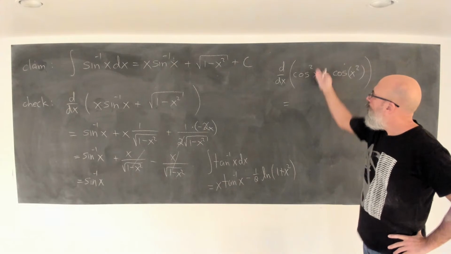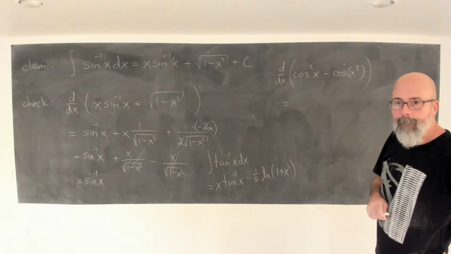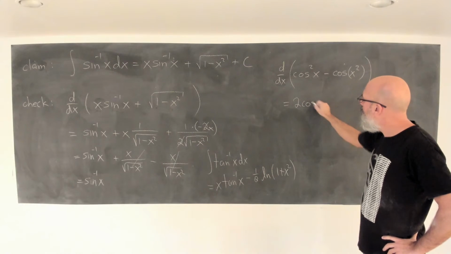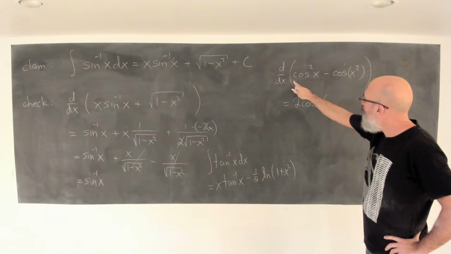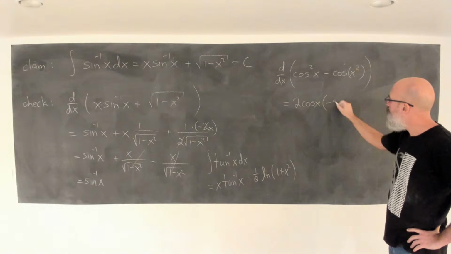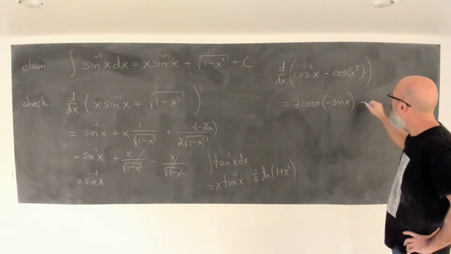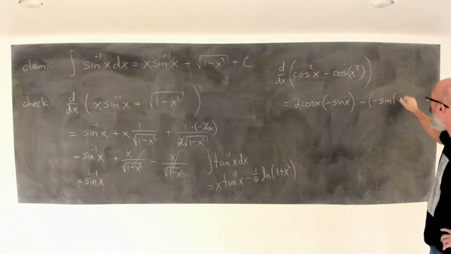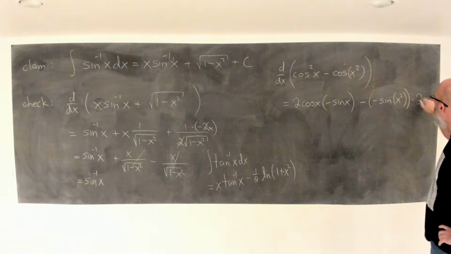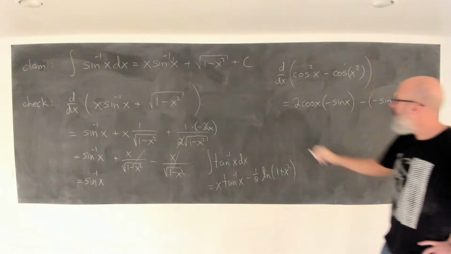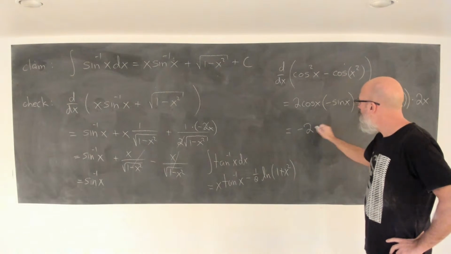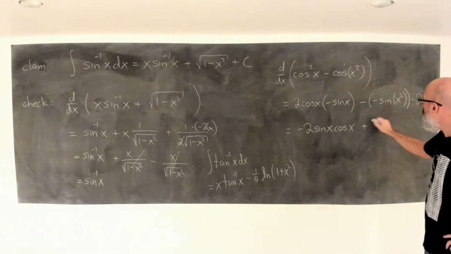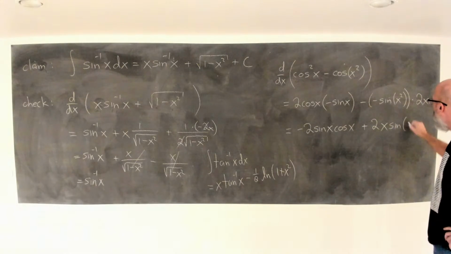Absolutely. For completeness, let's just finish it up though. We've got something squared here, so the derivative is 2 cos times the derivative of the inside. Inside is cos, derivative of cos is negative sine. Here you've got cosine of something, whose derivative is negative sine of that something, times the derivative of the inside. So minus 2 sine cos plus 2x sine of x squared.